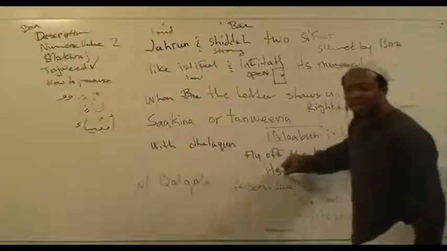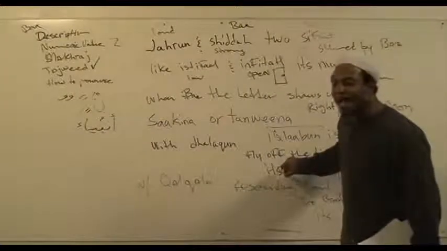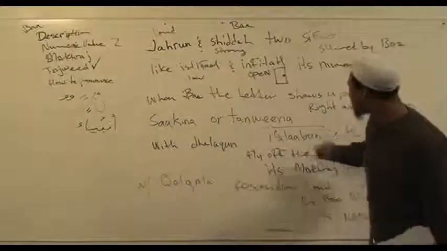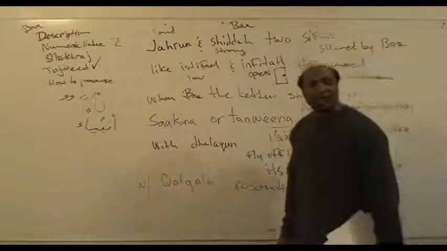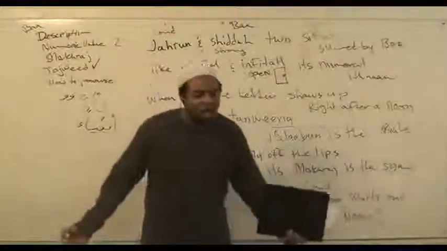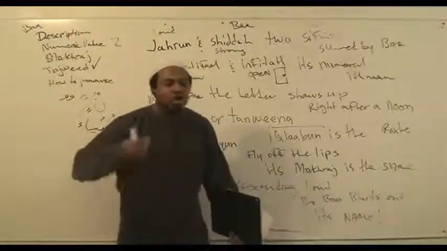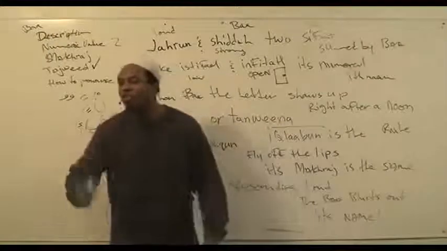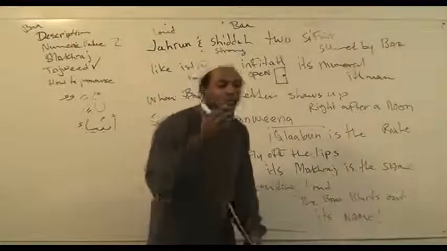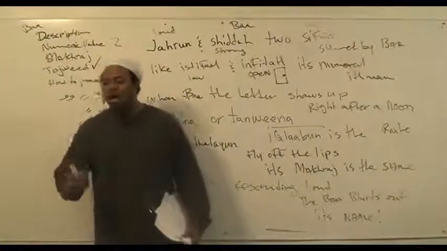Fly off the lips. Its makhraj is the same. Who's its? Ba. Ba's makhraj is the same. It's off the lips. Right? Everybody say ba. Where's the makhraj? Right there. You don't know it unless you know where the makhraj is. You don't know it unless you know how to pronounce it properly.